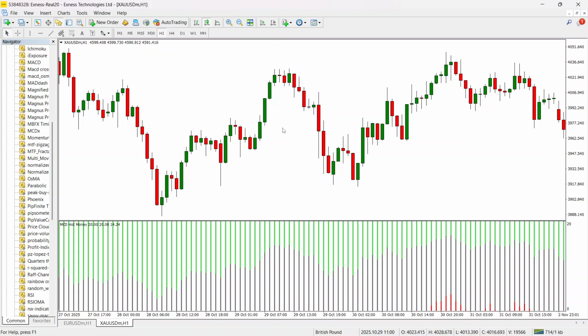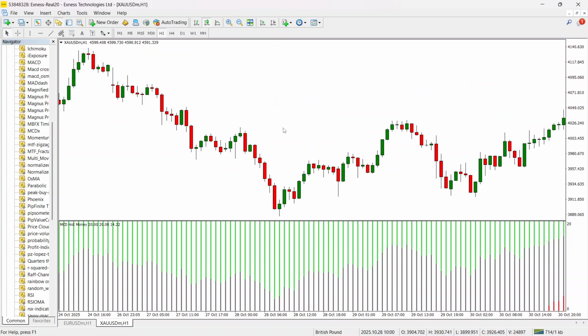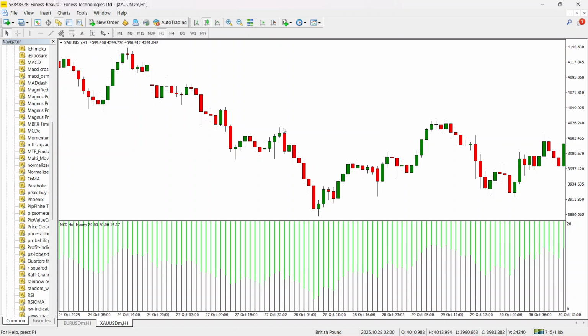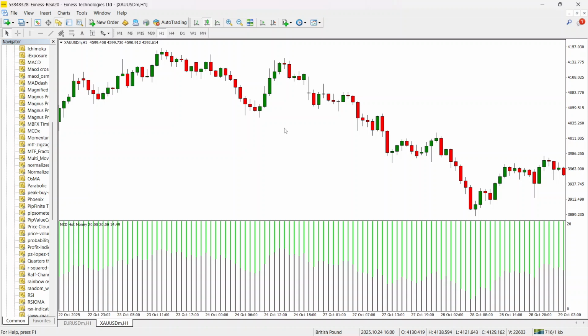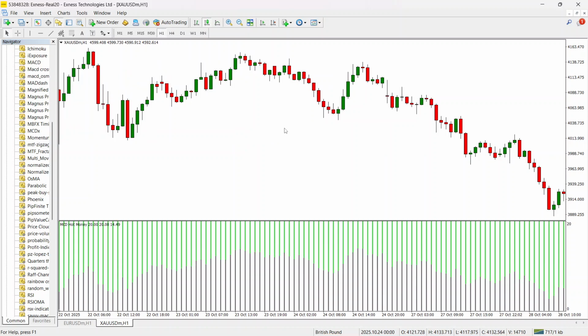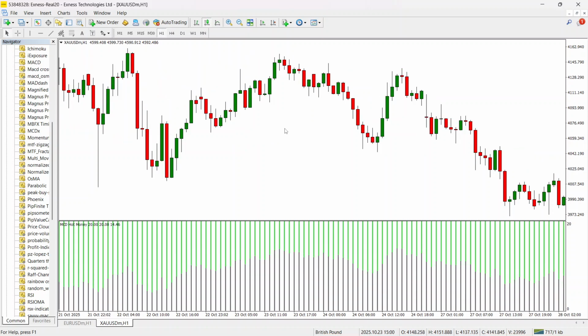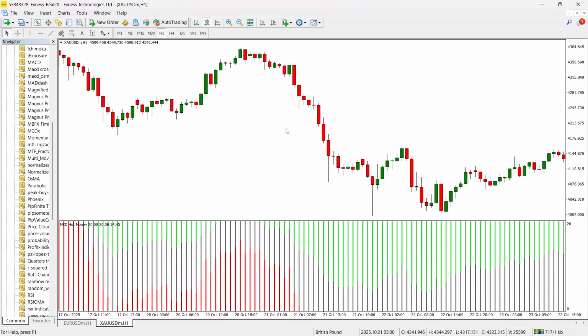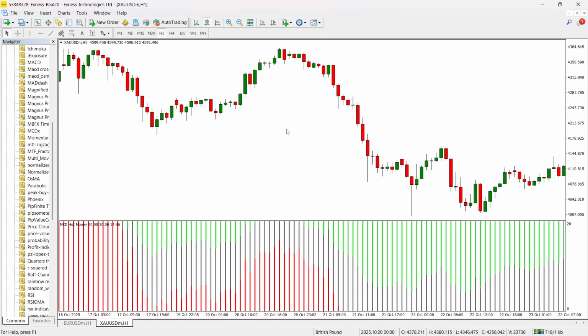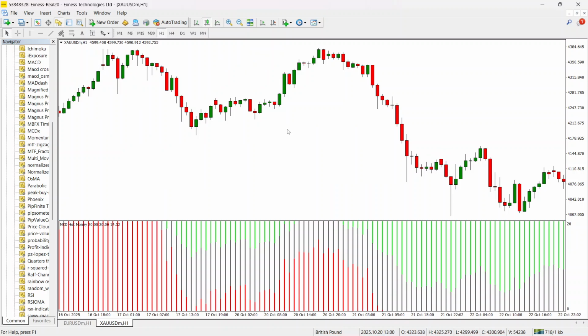Hi traders, in this video we are looking at the MCDX indicator for MT4. This tool, also known as Money Candle Detector X, displays market strength through color-coded histograms. In this video you'll see how the indicator works and how signals are interpreted.